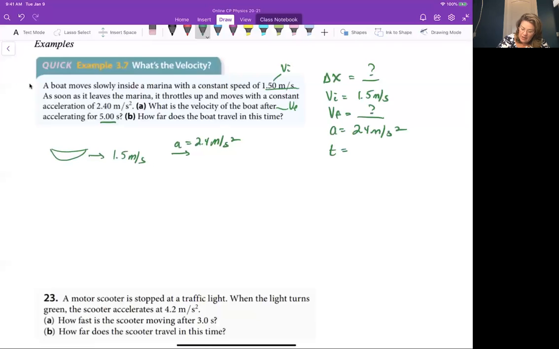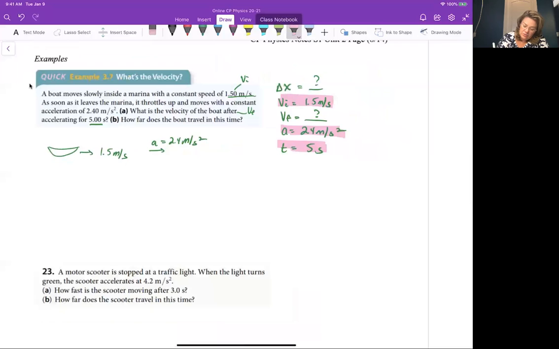Time, did they give it to me? Well, they're going to have to, because I have to have 3 things in order to solve this. So they gave me 5 seconds. So here's the 3 things they gave me: 2.4, 1.5 meters per second on the initial, and the time. If I have 3 things, I 100% can solve this problem without a doubt. I can find those other 2 variables. And now I need to think to myself, what are all my equations? Delta x is equal to the average velocity times time. So there's the definition of average velocity. Then my favorite super easy equation, which is V final equals V initial plus A times T.